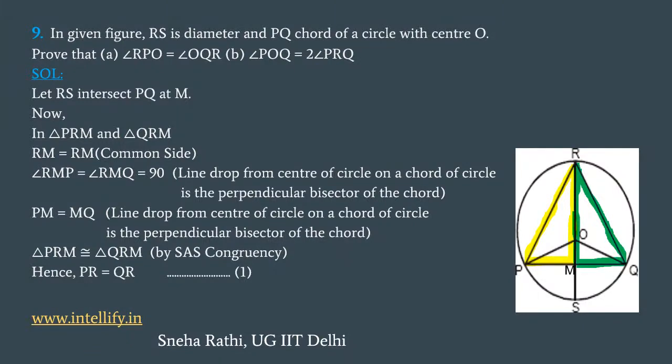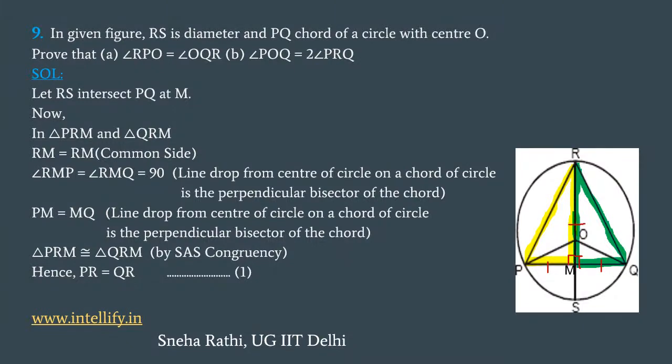So now RM will be equal to RM because it is a common side, and angle RMP will be equal to angle RMQ. I'll tell you why. Now see, in circle, any line passing from center and which intersects the chord will be a perpendicular bisector, which means that angle RMP and angle RMQ will be 90 degrees, and also it will bisect the chord, which means that PM will be equal to MQ.